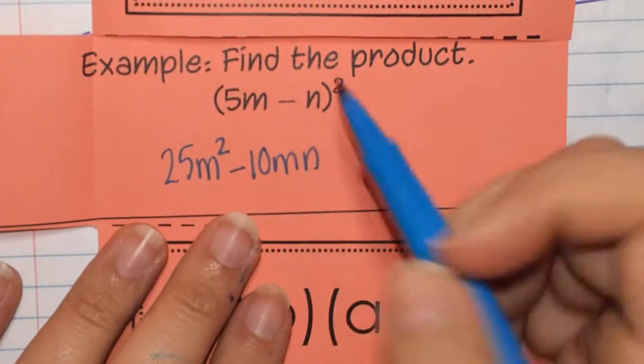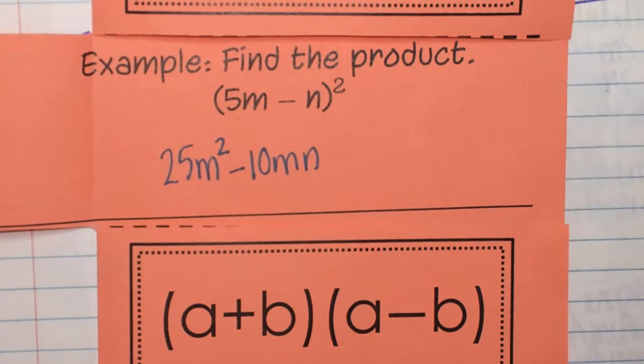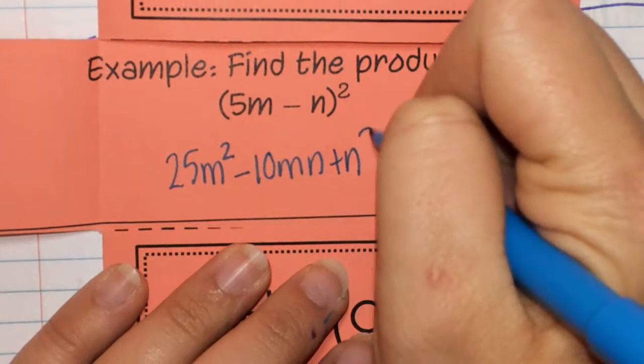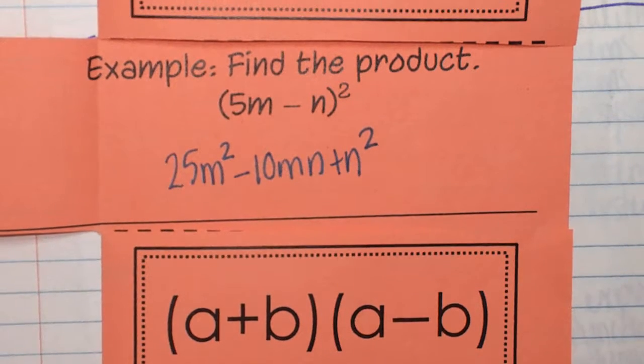Now, the last step is to square b. What is n squared? n squared. That's it. That's all you do.